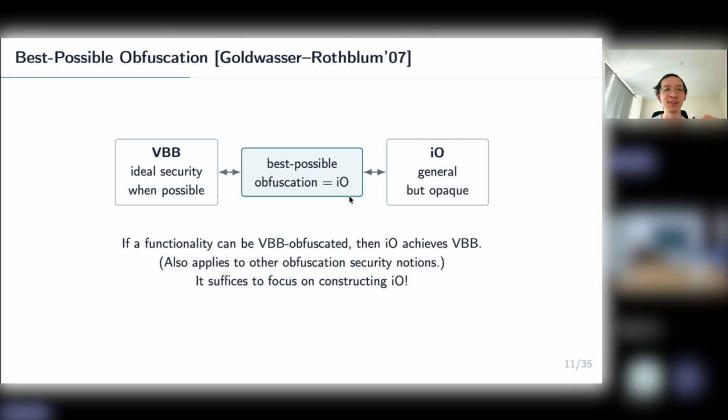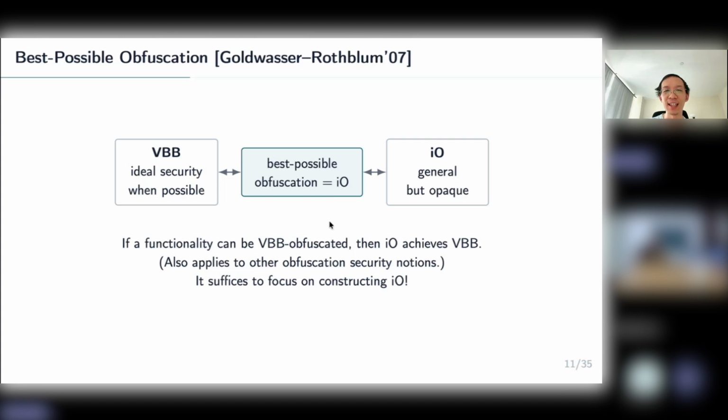And best possible obfuscation, this result that established the equivalence between best possible obfuscation and IO, says that actually you don't need to worry about what the security notion of IO means, because IO is best possible obfuscation. And what that means is that if a certain functionality can be VBB obfuscated, then IO, which is equivalent to best possible obfuscation, will achieve VBB for you. So that's just the idea of best possible obfuscation.